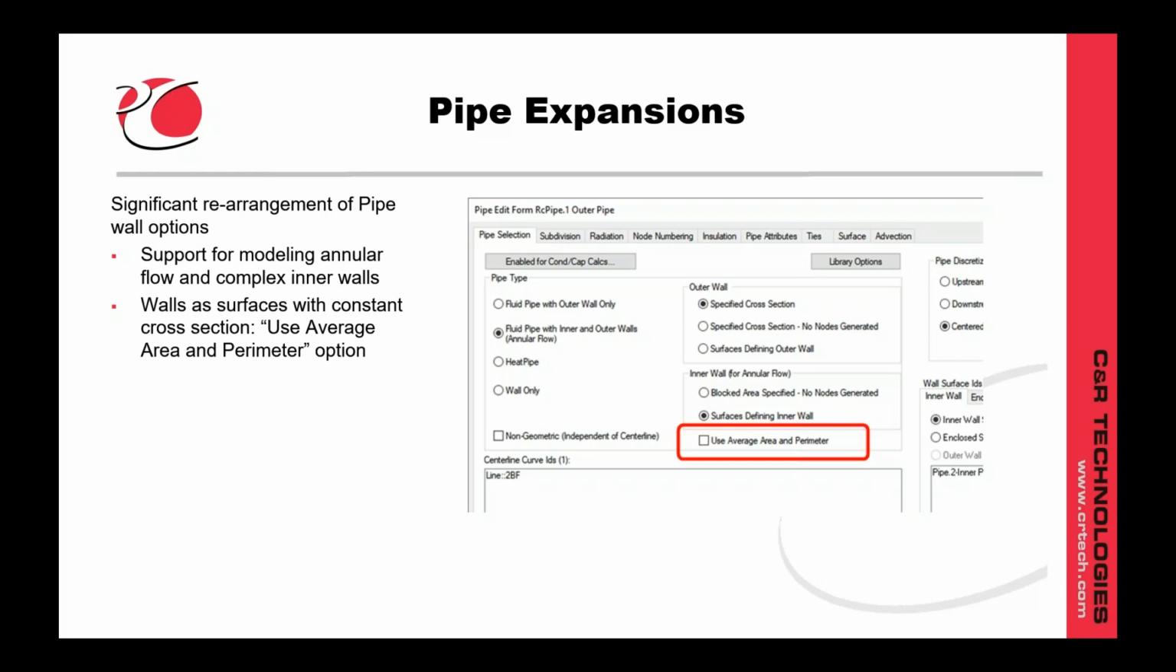To prevent this, we added a new averaging feature. Whenever you have complex geometry in the pipe, but essentially a constant flow area along the length of the pipe, we recommend this option be activated.